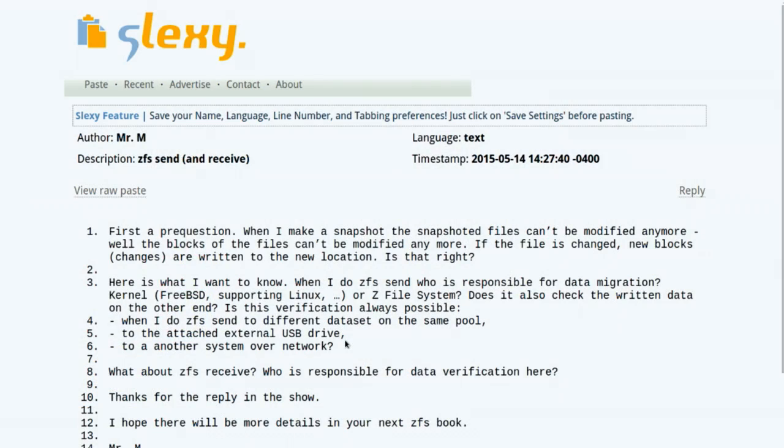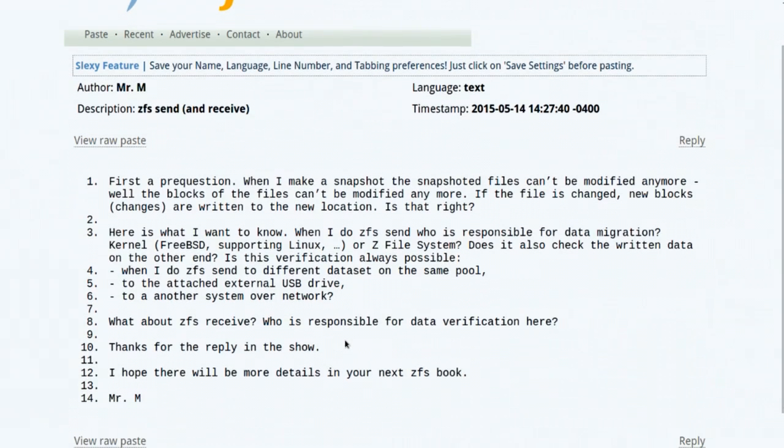There you go. And Mr. M writes in with our first email, and as you would expect, it's a ZFS email. He says, first, a pre-question. When I make a snapshot, the snapshot of files can't be modified anymore. Well, the blocks of the files can't be modified anymore. If the file is changed, new blocks or changes are written to the new location. Is that correct? Yes, although that applies even if you don't have snapshots.